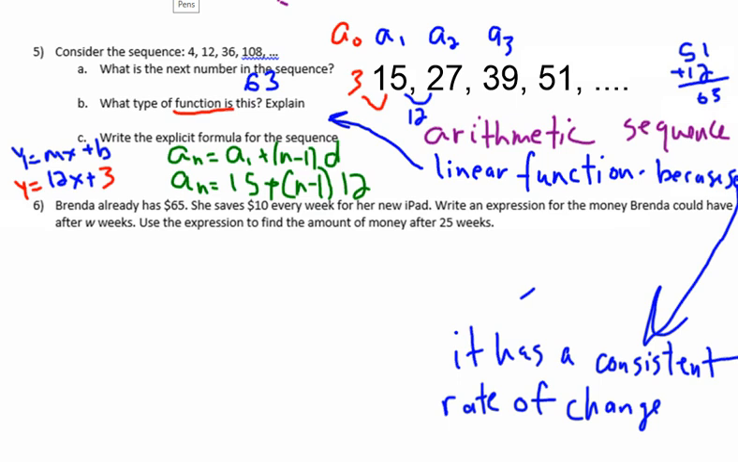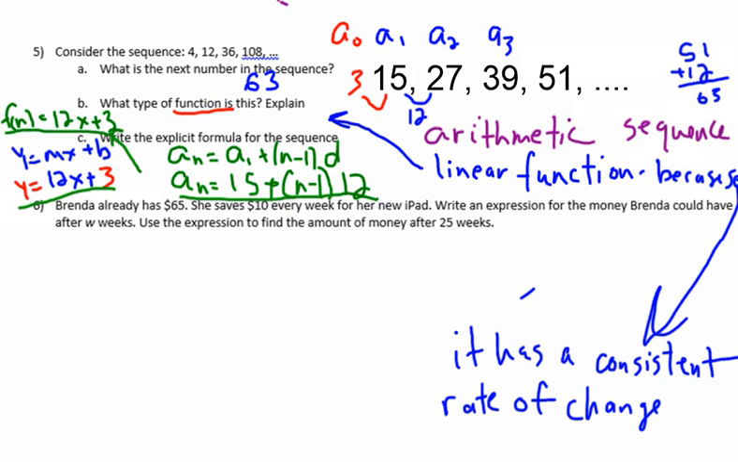Now, you could also write it in f of n form, which would be, I'm going to go ahead and throw it up right here because I'm a little short for space. It would be f of n equals, and it could either be the 12x plus 3 or the 15 plus n minus 1 times 12. But for the sake of space, I'm going to use the 12x plus 3. So all of these are acceptable answers. That is, the y equals 12x plus 3, the a sub n equals 15 plus n minus 1 times 12, or the f of n equals 12x plus 3. And well, yeah, those are your three answers for that number.